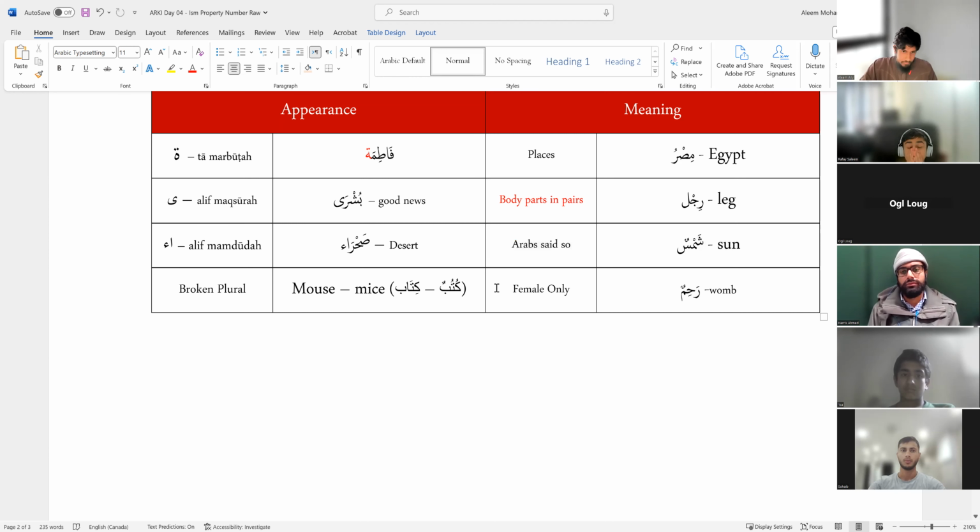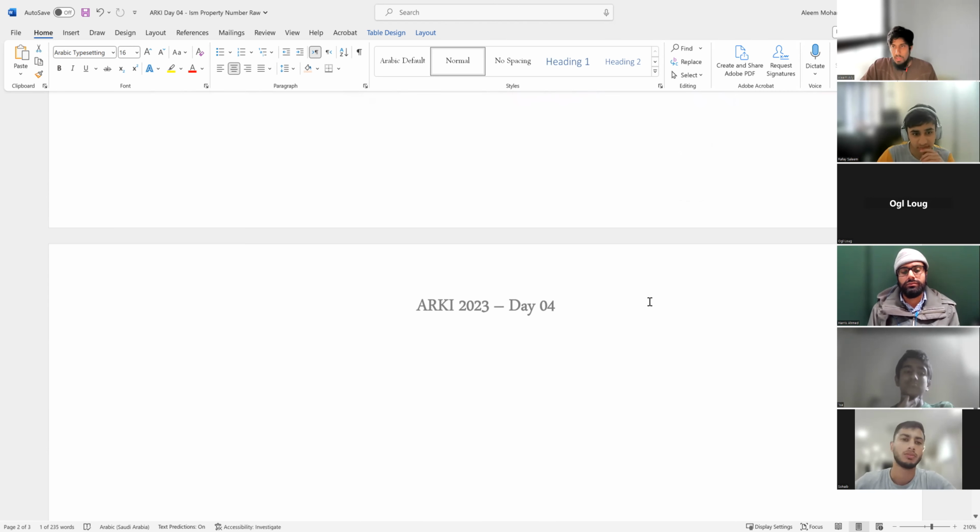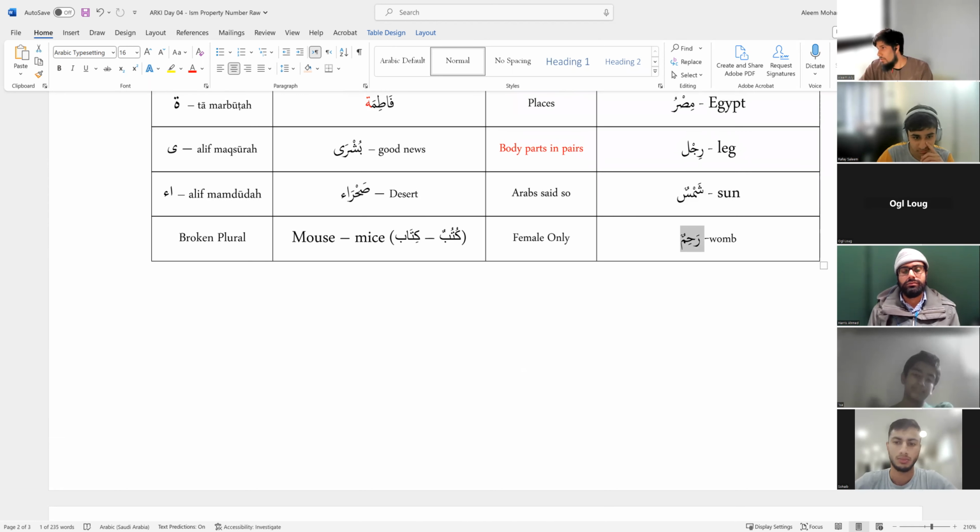Then we had female only, so parts like of a woman that can apply to a male. An example of this would be the womb, which is rahim in Arabic, taken directly from the Hadith Qudsi. Okay, let's do a little bit of practice here.